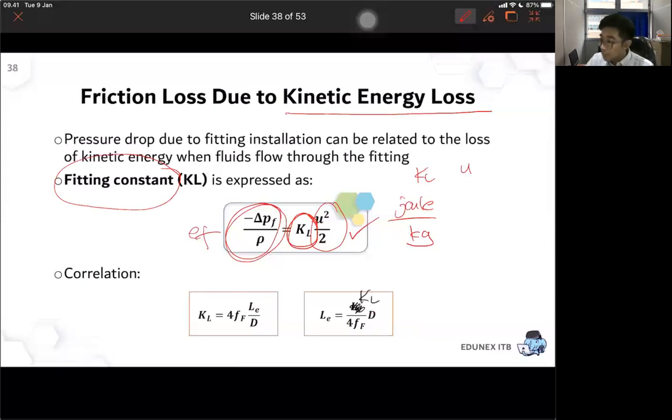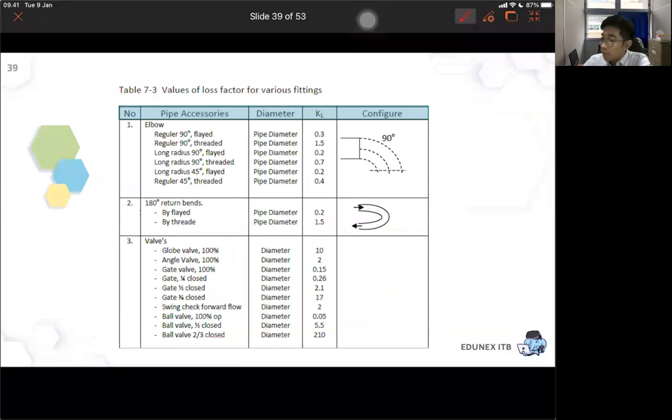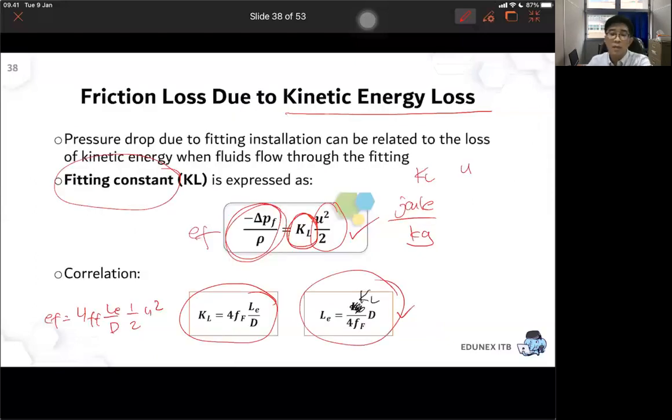Please change this equation, the one above, to KL. So the numerator will be KL. By the definition, because EF is 4 f F L over D, this one, KL will be this one, or the equivalent length will be this one.